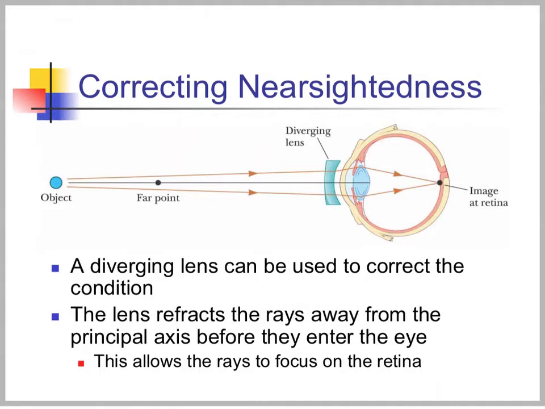A diverging lens refracts the rays away from the principal axis before they enter the eye and allows the rays to focus on the retina.